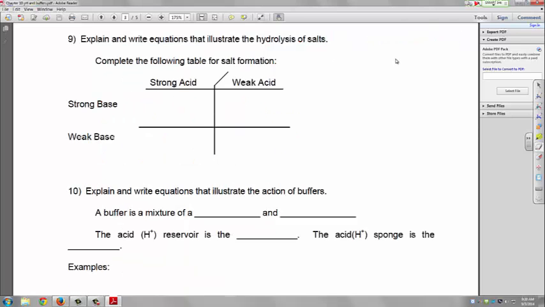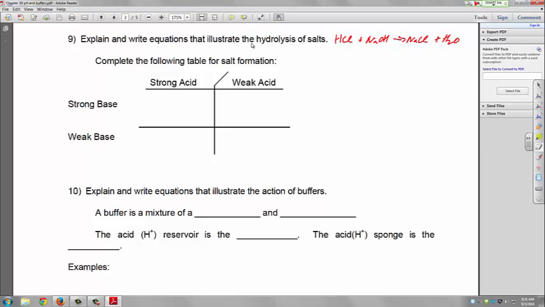Earlier we were talking about salts. A salt is formed from an acid-base reaction. So let's just say we have HCl plus NaOH. That gives us NaCl plus water. So it says explain or write equations that illustrate hydrolysis. Hydro is water, lysis is splitting apart.